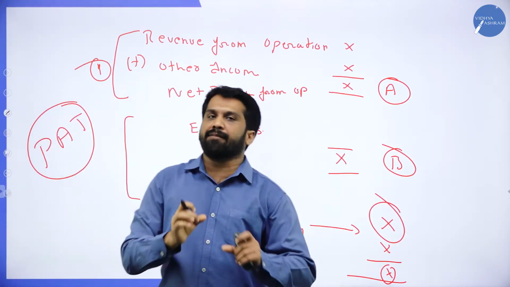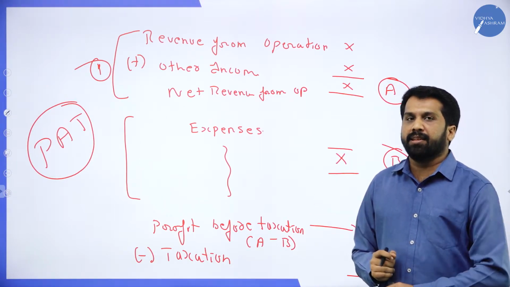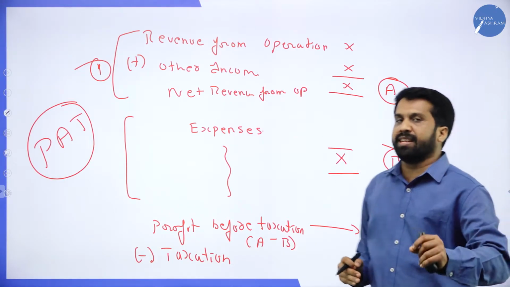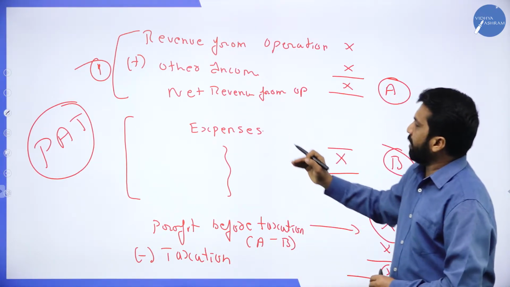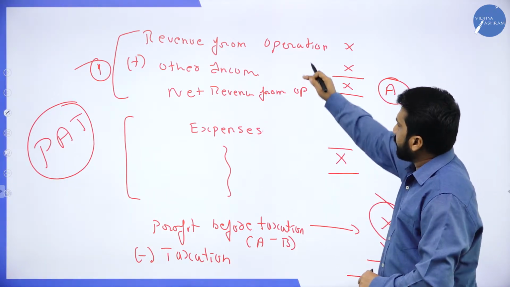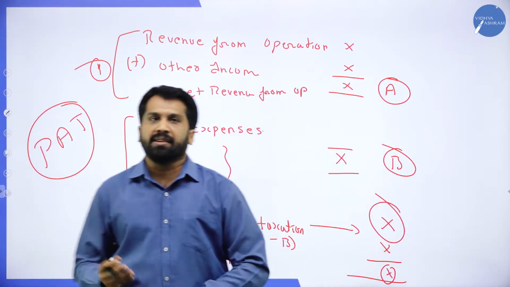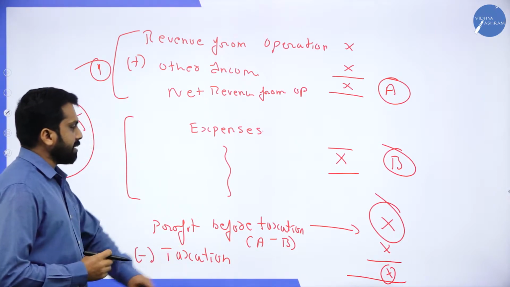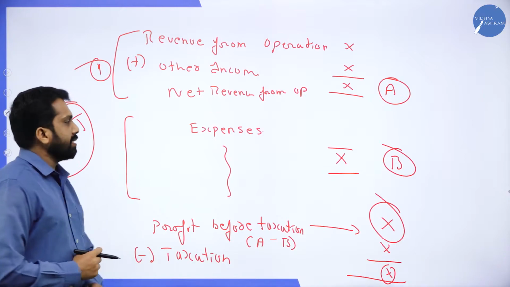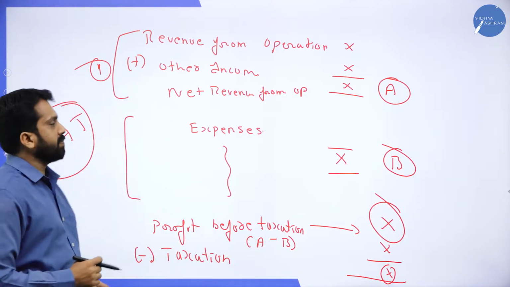This is all about the format to calculate analysis of profit and loss account. Part A, revenue plus other income, you will get net revenue. Part B, add all the expenses. Part C, income minus expenditure, you will get profit before taxation. From that, if you minus taxation, you will get the final answer called profit after taxation. This is the format. We'll go for the problem.